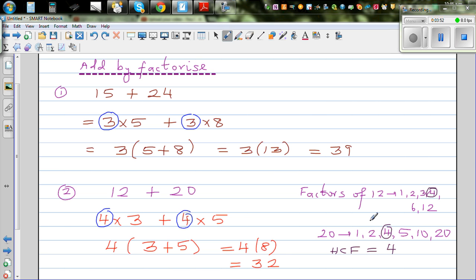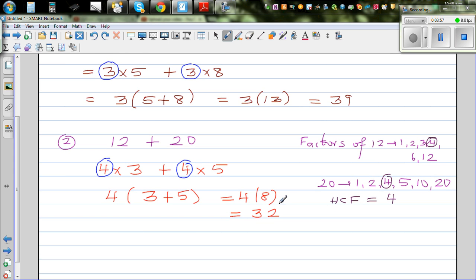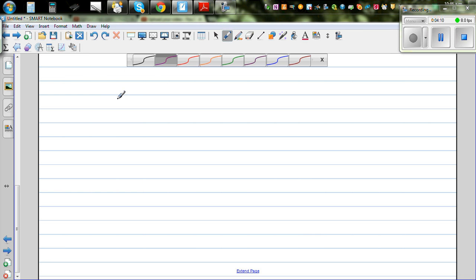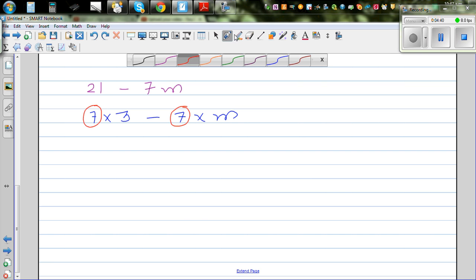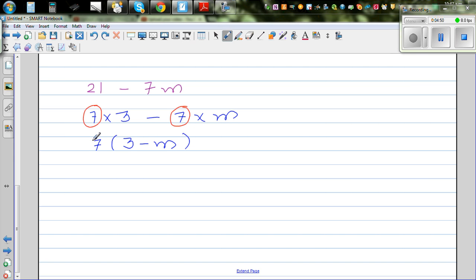We're using the same skill in factorizing algebraic expressions, but the only difference is you can't get a final answer as you can only go to this step. You can't go beyond this. Let me take a very simple example. If you have, say, 21 minus 7m, I can write 21 as 7 times 3, and 7m means 7 times m. Now I have to look at the common factor, the highest common factor. So you can factor the 7 out and write what is not common inside the bracket. You can't do anything further because you don't know what m is. This is your final answer: 7 bracket 3 minus m.